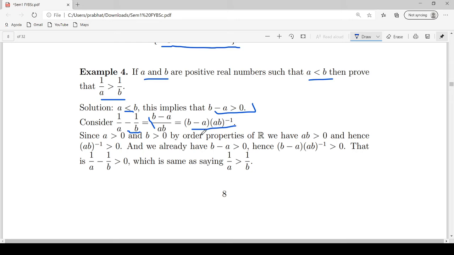So you have ab inverse is positive. b minus a is already positive. Therefore, the product of b minus a and ab inverse should be positive. That means 1 upon a minus 1 upon b should be positive. And that will imply 1 upon a is greater than 1 upon b. And that will prove the statement.